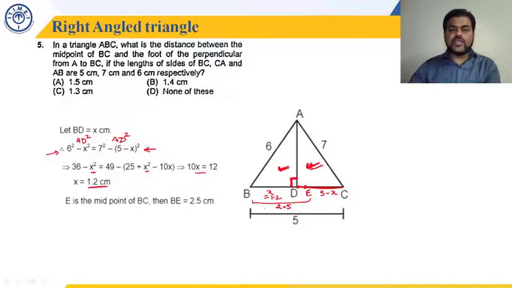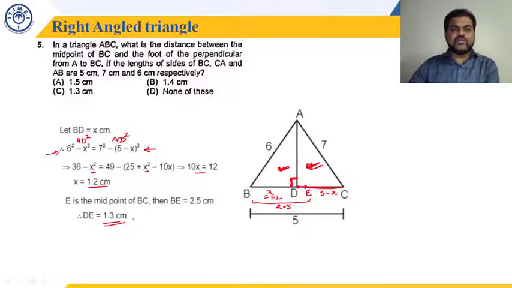So can I say the length of BD is 1.2 and the length of BE is 2.5. So what will be the length of DE? That is what we have to find in the question. So the length of DE will be 2.5 minus 1.2, which is 1.3. That is what the question was asking for.